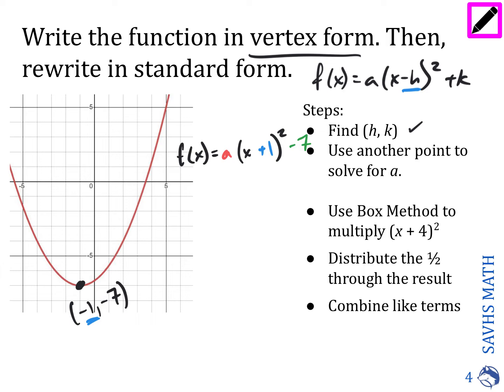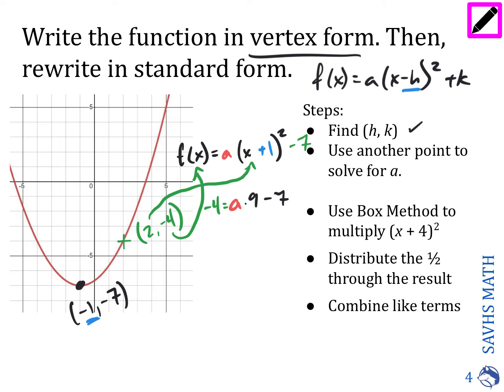Okay. Now I have that whole thing, but then what I need to do is I need to use another point to solve for a. And the way that I'm going to do that is I'm going to choose some other point that crosses a lattice point on the graph. So this is the point (2, -4). And I'm going to put that in for x and this in for y, or the output. So I'm going to write -4 equals a times, okay, wait. I have 2 plus 1 is 3. 3 squared is 9. So I have times 9. And then -7.